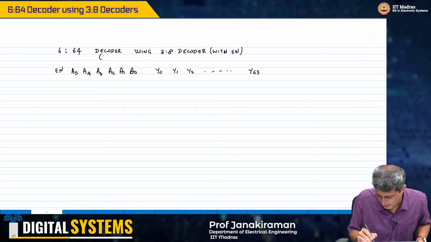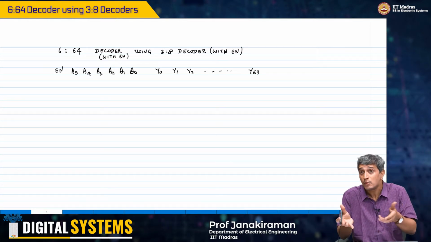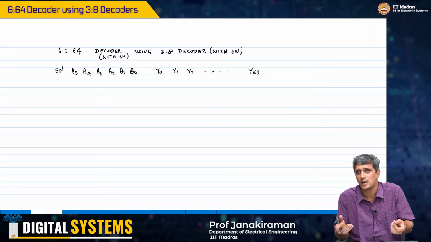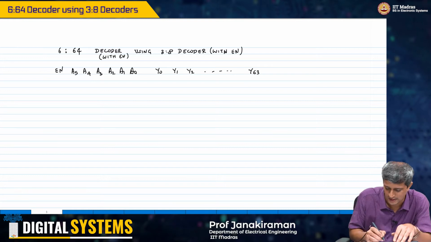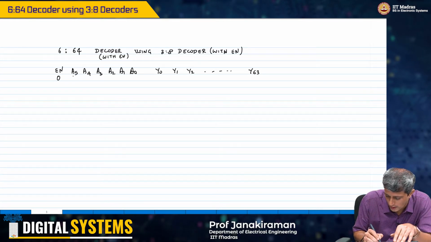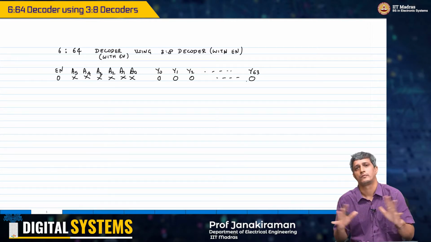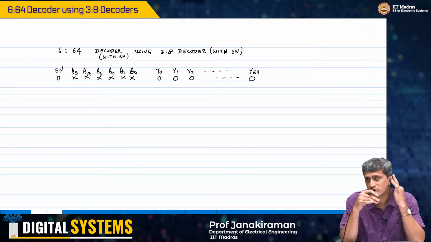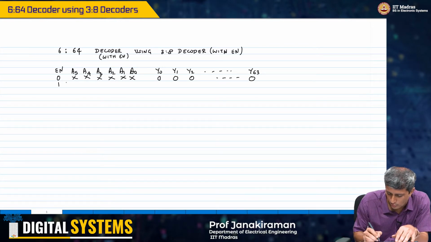Even this decoder is with enable always. And you will see why the enable is very essential in order to build such higher decoders. So as usual, it doesn't matter what the 6 inputs are, everything has to be 0. This is essentially everything has to be a 0 here, right? And then we have 1.